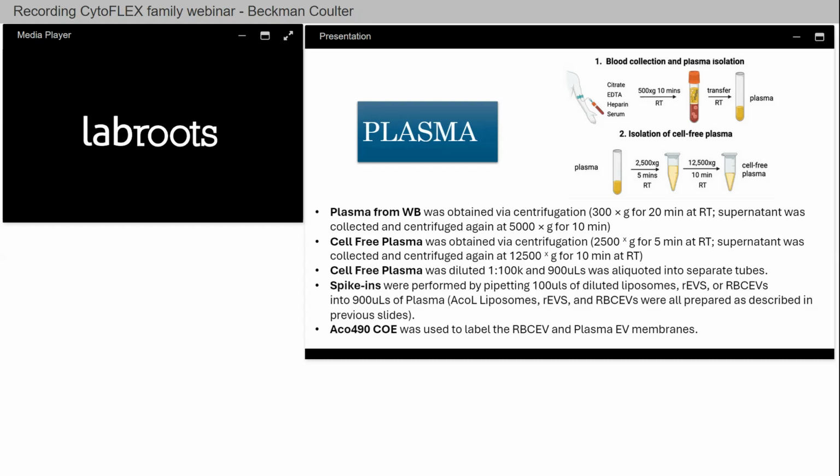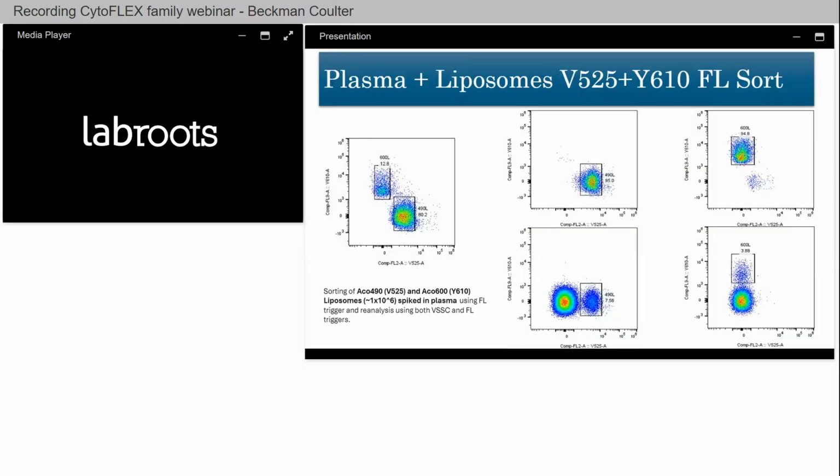Here's some simple things on how it was prepared: cell-free plasma, or you can use platelet-poor plasma. There are many different aspects in this. And we performed some spike-ins just to start thinking about this. And then we started thinking about labeling extracellular vesicles, or lipid membranes in this case, in order to actually see what we could accomplish.